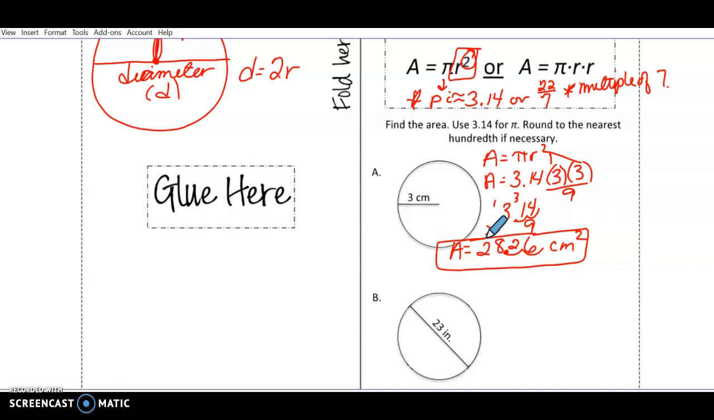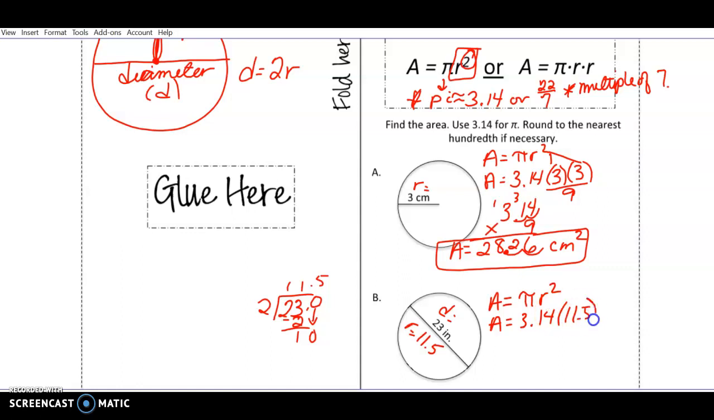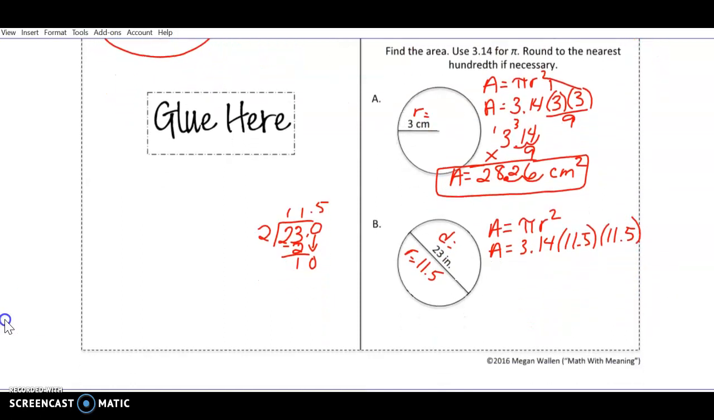This one is a little different, okay? Before we had a radius, this is a diameter. So we are going to need to take 23 and cut it in half. Sorry, that's 11.5. So we have a radius of 11.5. And then we would say A equals pi r squared. A equals 3.14 times 11.5 times 11.5. And this is going to get big real quick, so we have to be very careful.